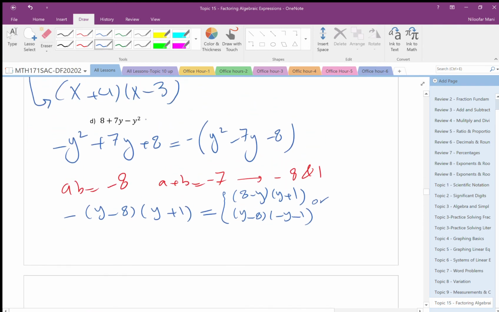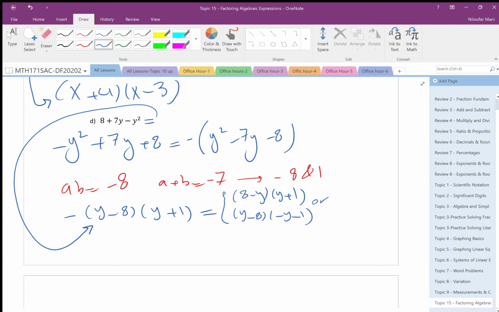How about here? Okay, look at the order. What is the order here? I have to change the order in order to see the same thing, because otherwise I make a mistake. So I have minus y squared plus 7y plus 8. Oh, I say this is not the first case, because the first case must be a equal to 1, not minus 1. But how about I factor minus 1?